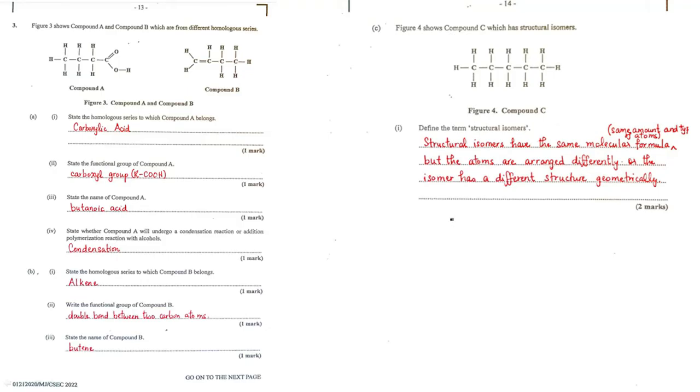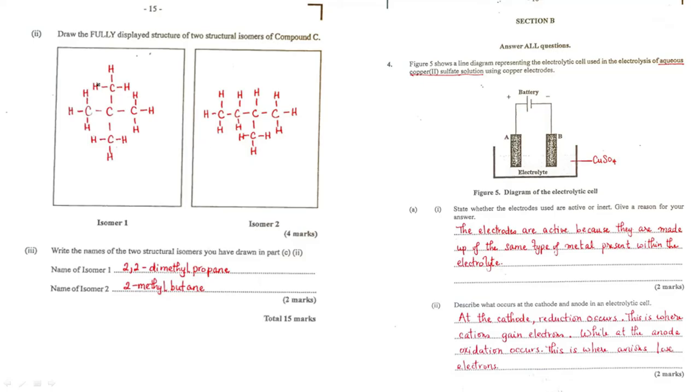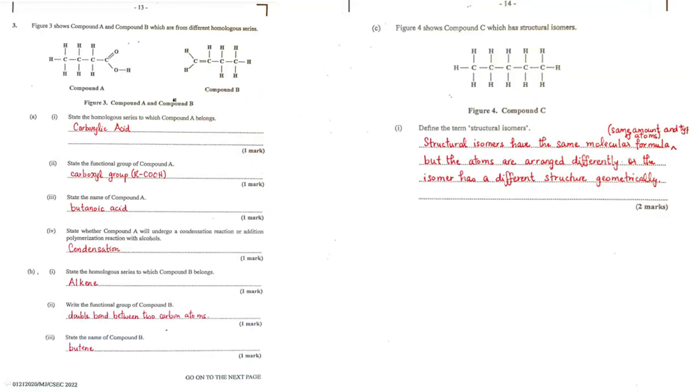Figure 4 shows compound C, which has structural isomers, and it says define the term structural isomers. Well, structural isomers have the same molecular formula, meaning the same amount and type of atoms, but the atoms are arranged differently, or the isomer has a different structure geometrically. As you can see over here, I've drawn my isomers for this over here, which is pentane. 1, 2, 3, 4, 5 pentane.